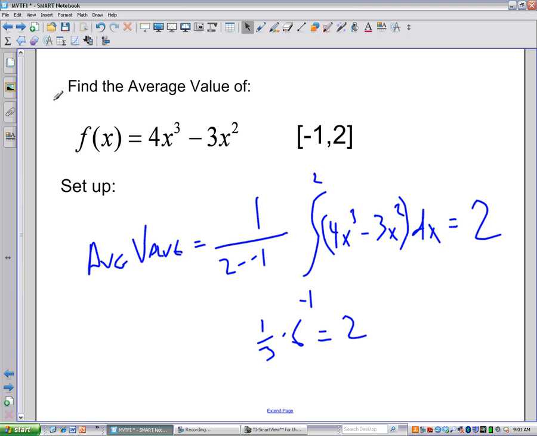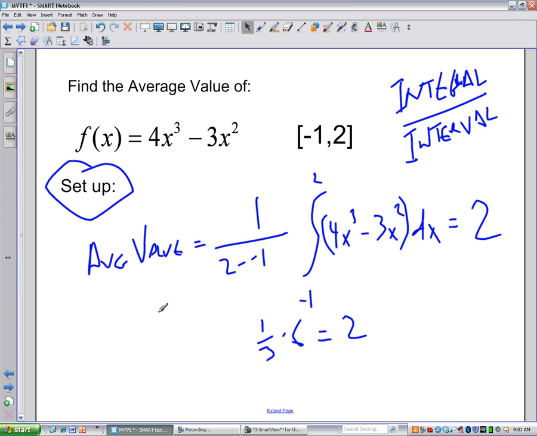So for the average value, we do the integral over the interval. For the mean value theorem for integrals, we're looking for the just right rectangle. Integral over interval. That's how we do the average value. We've learned about setup. We've learned about the mean value theorem for integrals, the just right rectangle. Those are the things we've done today.